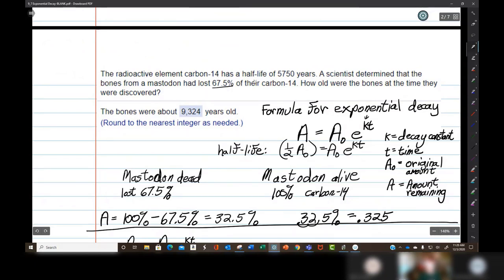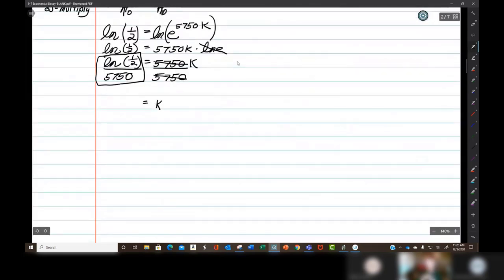It says the radioactive element carbon-14 has a half-life of 5750 years. A scientist determined that the bones of a mastodon had lost 67.5% of their carbon-14. How old were the bones at the time they were discovered? At no time are you told how many places to round K to. This is a problem. You can't just say, well, I feel like rounding it to four decimal places, because if you don't round it to the exact number of decimal places my math lab wants, you will get the wrong answer. Therefore, at the moment, we cannot find a calculator approximation, but at least we've got the exact answer.